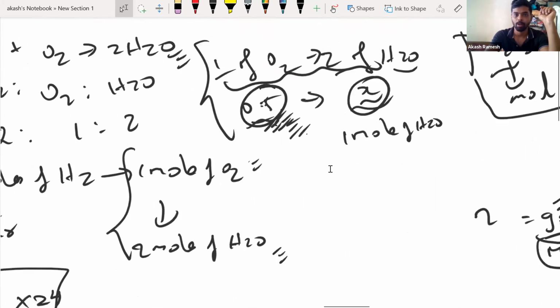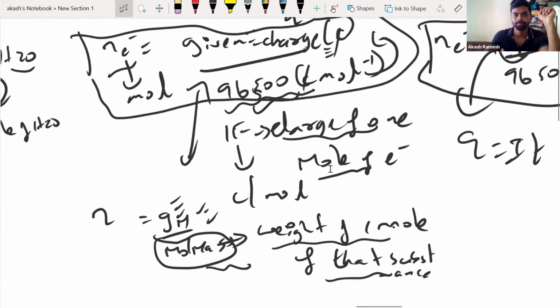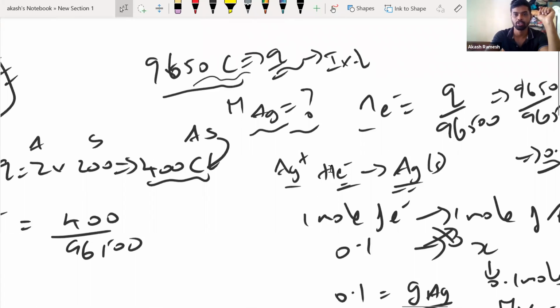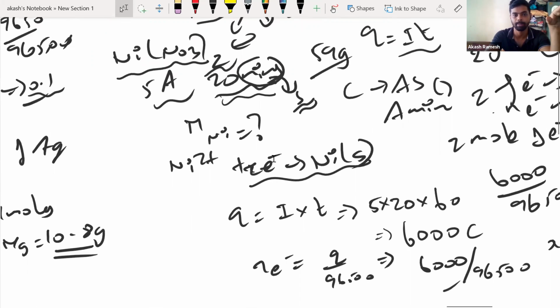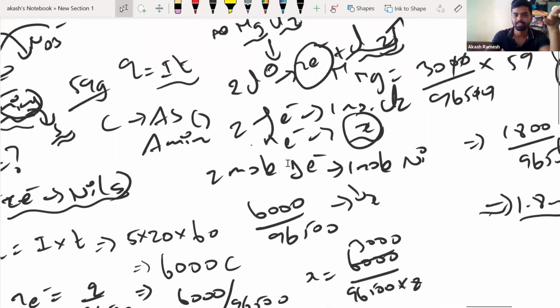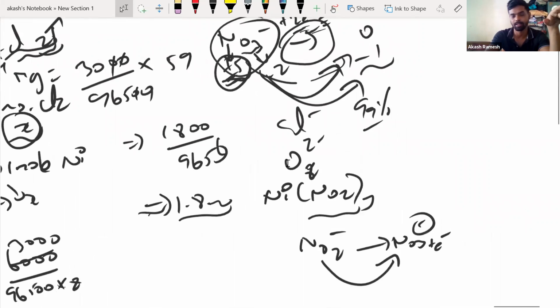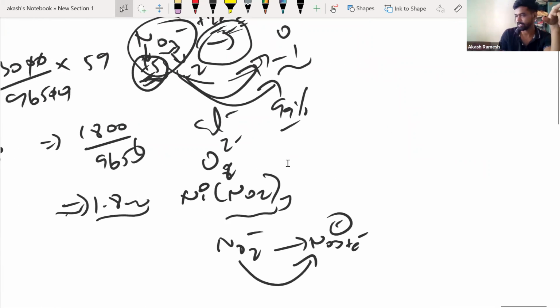Then we went on to another problem, I guess. Same kind of problem. This is where we stopped last class, I guess. We did the same thing we did for nickel. So everything is similar. The problems we did are very similar. Fine, so let us move on to do another problem today.